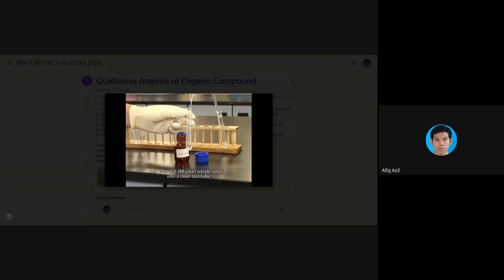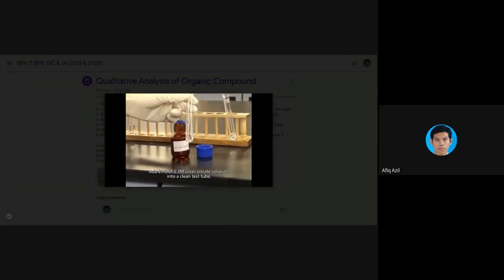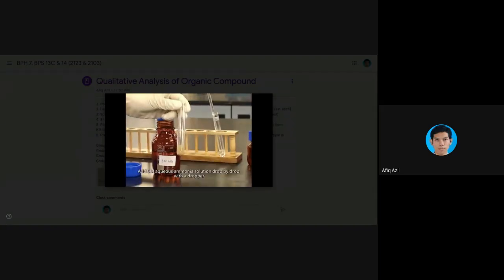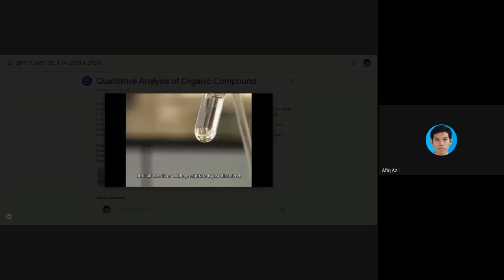Add 2 milliliters of 0.3 molar silver nitrate solution into a clean test tube. And then add 1 to 2 drops of 0.3 molar sodium hydroxide solution. Brownish precipitate of silver oxide will be formed. And a 3 molar aqueous ammonia solution drop by drop with a dropper, until all the silver oxide precipitate is just dissolved. Do not add excess amount of the ammonia solution. The solution obtained is aqueous diamine silver solution, which is also known as tolerance reagent.